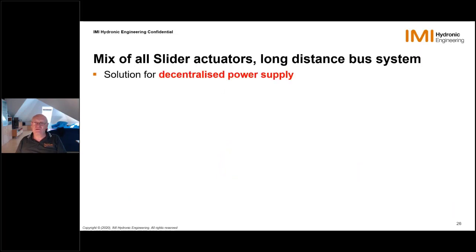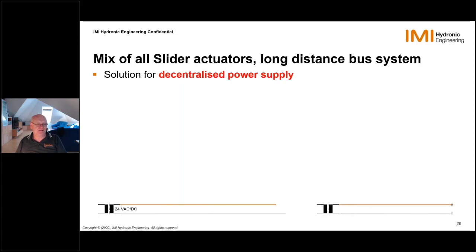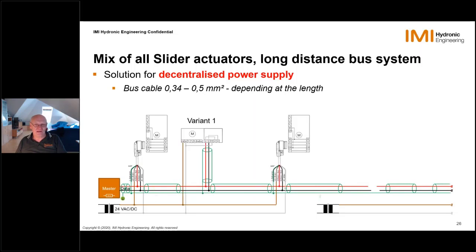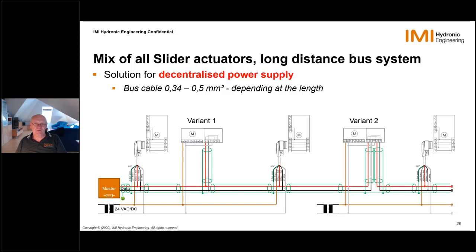So what can we do also? When we have a decentralized power supply, it's practically the same as before, but you can already see here we have the second transformer somewhere, but we have 1 bus cable running through. And then it is the same like before. We can use variant 1 or variant 2. And then the only thing we have to take care of in that case is our third wire, which we need to interconnect the mass potential between the systems.